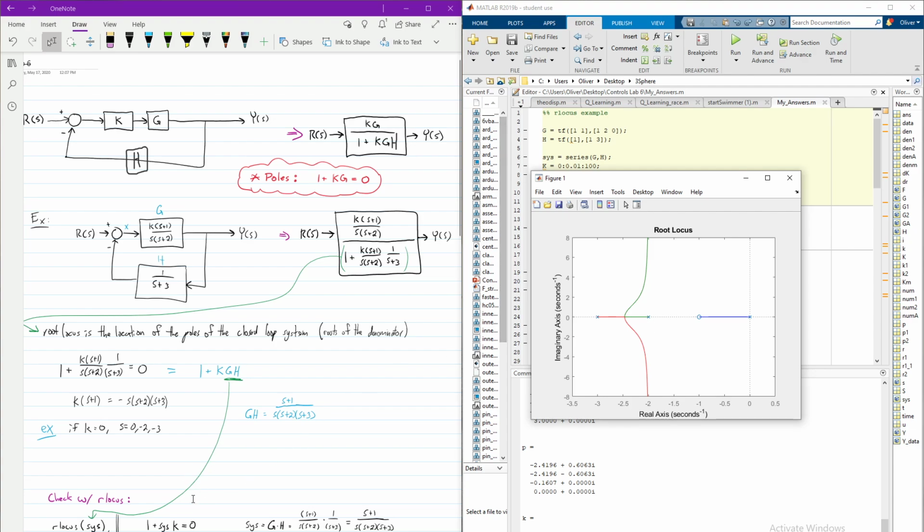Just to validate that when k equals 0, we get 0, -2, -3. When the gain is 0 here, we get -3. When the gain is 0 here, we get -2, and also we get 0. So that's great, that works out.